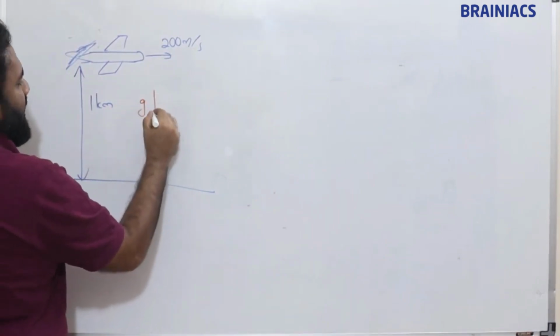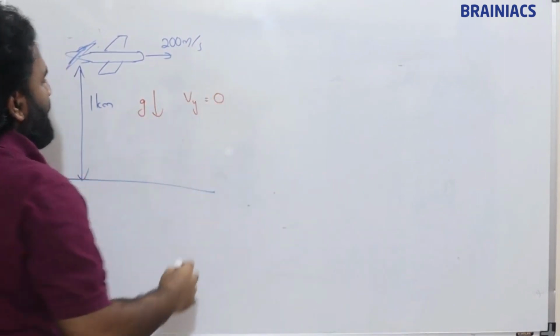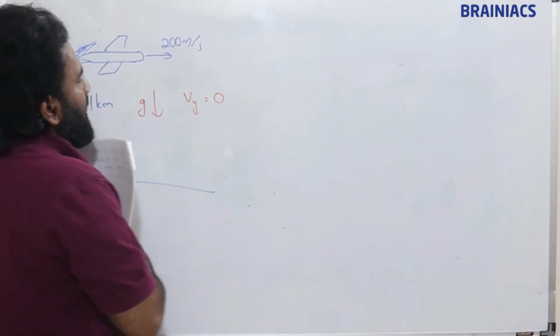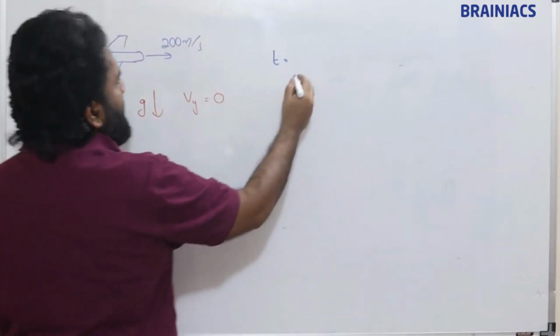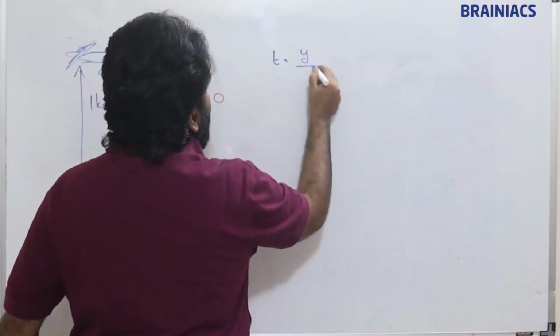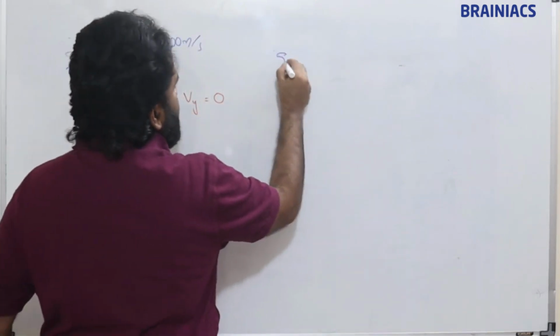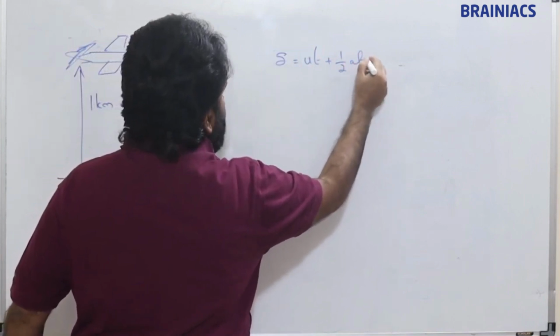So g is acting in this direction, Vy is 0. Okay, this much is there. Now we will try to find the time taken to cover this vertical distance, which is nothing but y divided by g. Since g is there, we will use the formula S is equal to ut plus half at square.